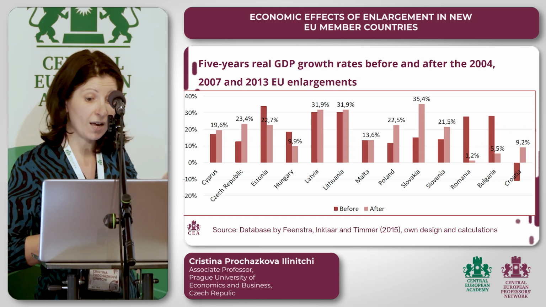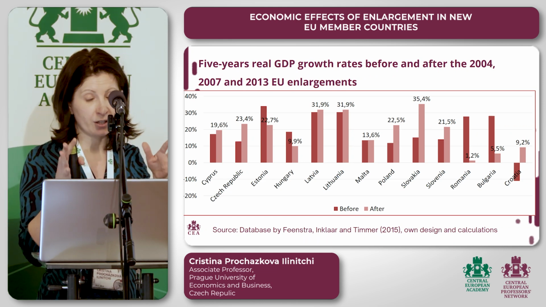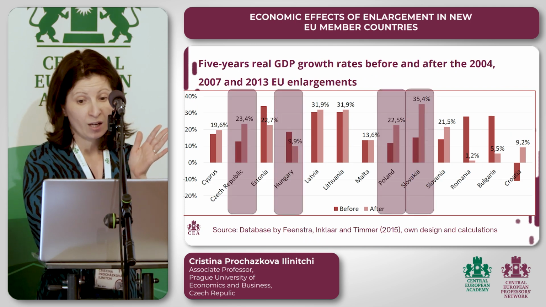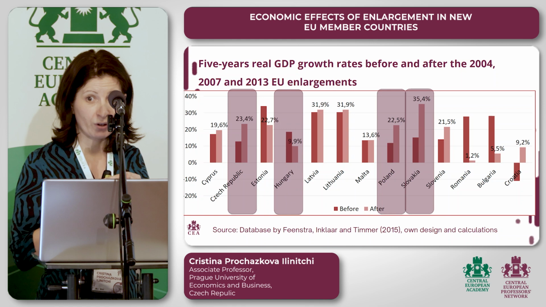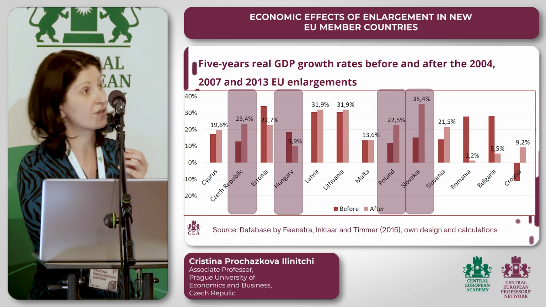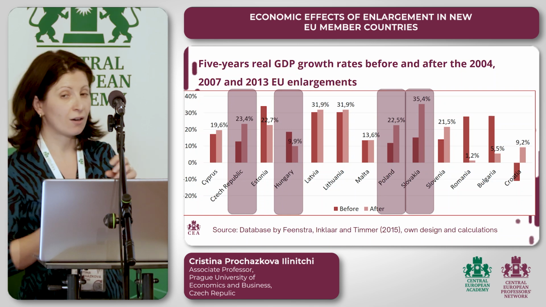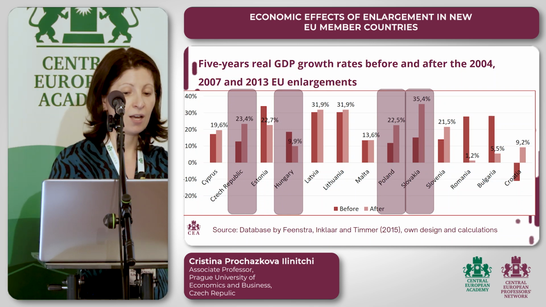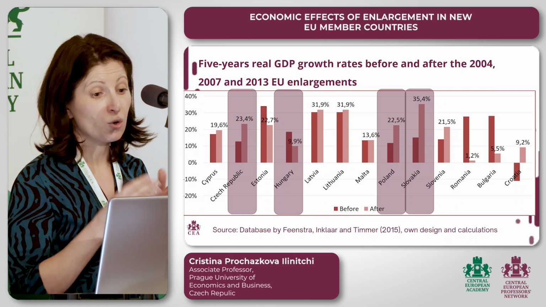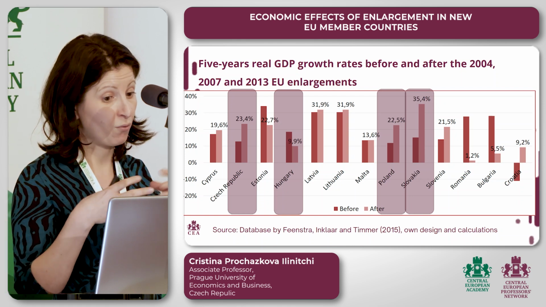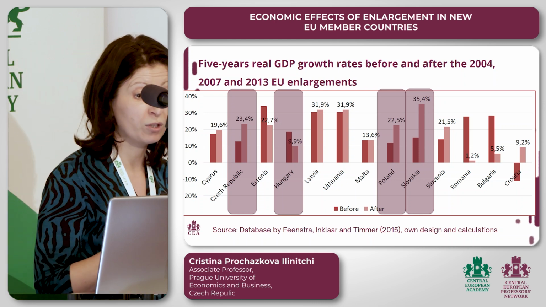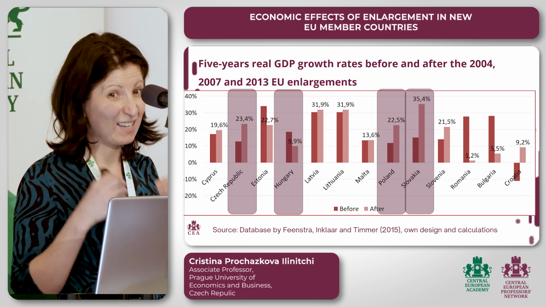On this graph, we have the member countries which entered the EU after 2004, and I want to focus on the Visegrad countries just to show that we have heterogeneity. We have differences. The dark columns are the real GDP growth 5 years before the accession, and the whiter ones are data after the accession. For all V4 countries, we have growth effects, except Hungary. So one takeaway is that the country context is important.